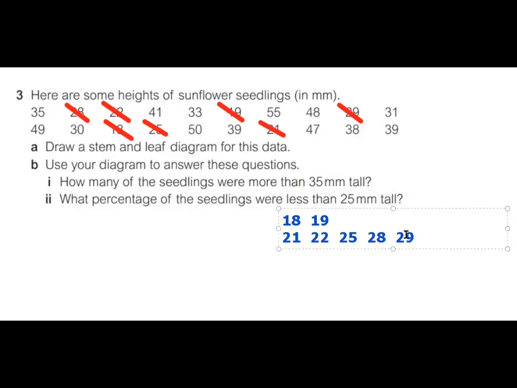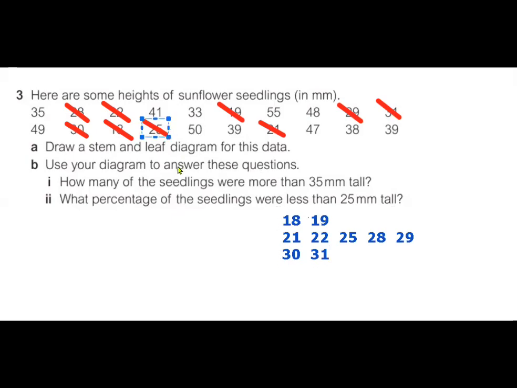So we're going to put 30 in a new line. Why did we start a new line? Because we changed the tens. Once we change the tens, we're going to start a new line in a stem and leaf diagram. So we have 30. Let's put a line on 30 here. And then after 30, we have 31. So let's write it here next to it. So 30 and then 31.